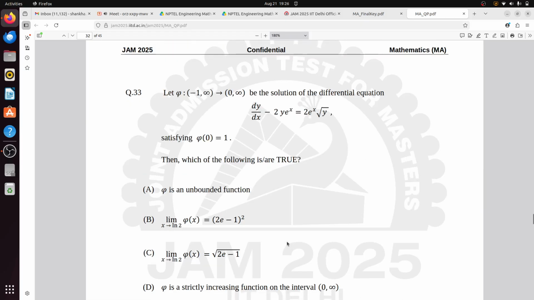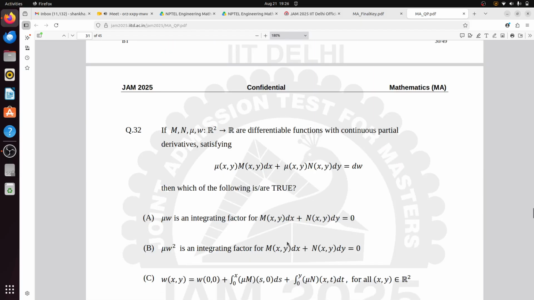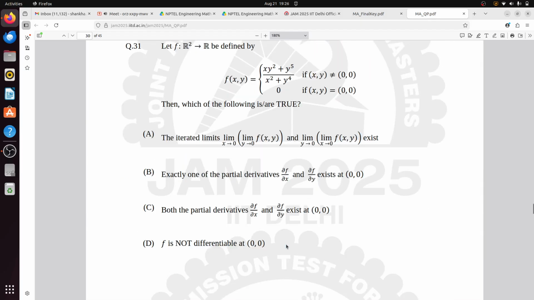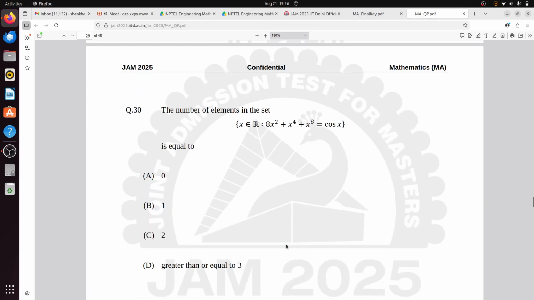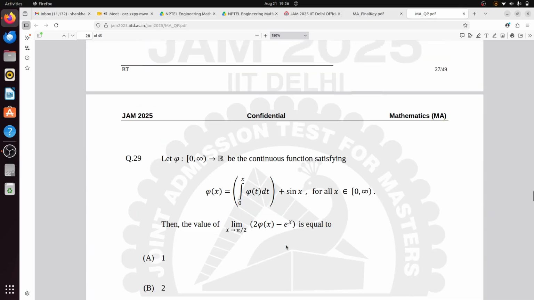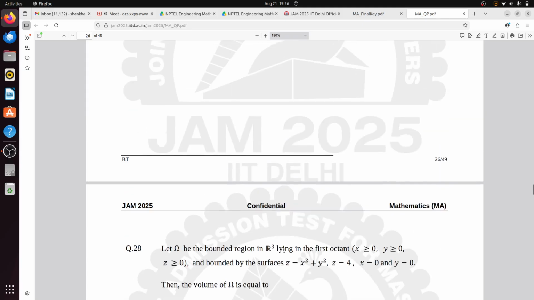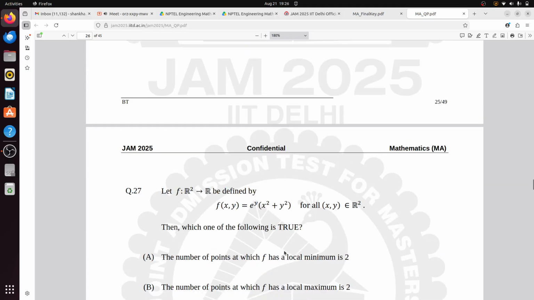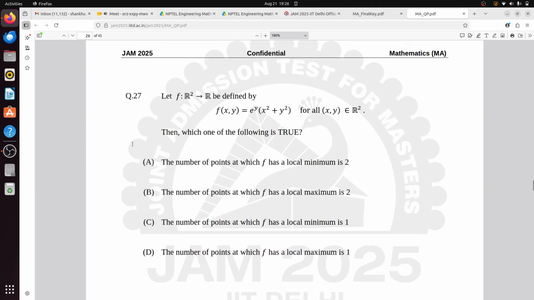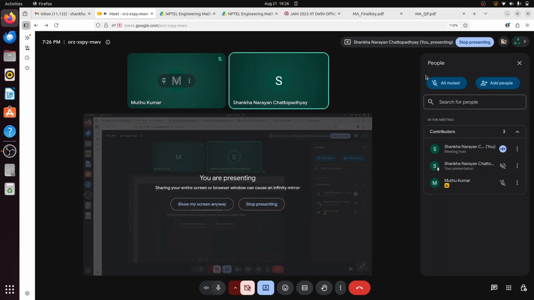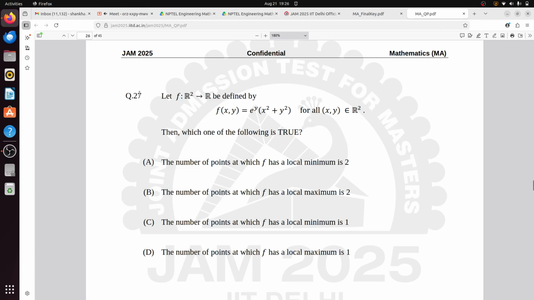These problems I have already discussed. This problem, solve it. Mr. Muthukumar, please solve this problem.